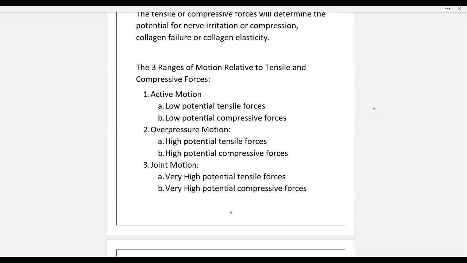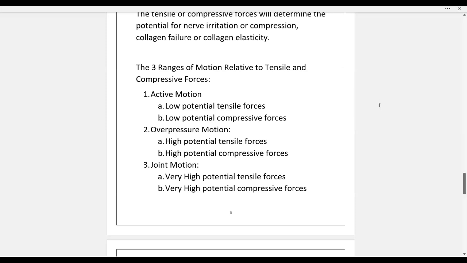Why does the pain increase when they start to move? Why is there no pain when they move a little bit, and they only feel pain at the end of active range of motion? Or why do they feel no pain at all in neutral position or active range of motion, but when they go to do something like activities of daily living, it causes pain? Well, then it takes them into overpressure range of motion.